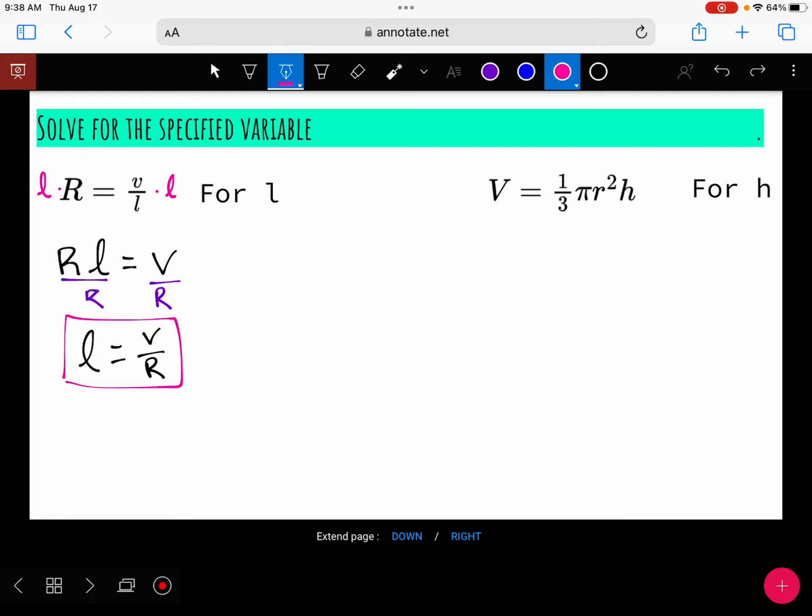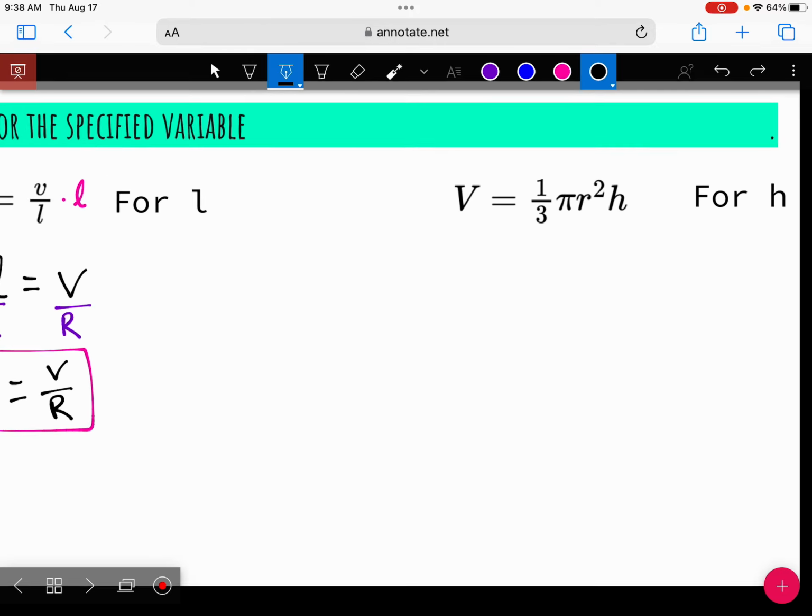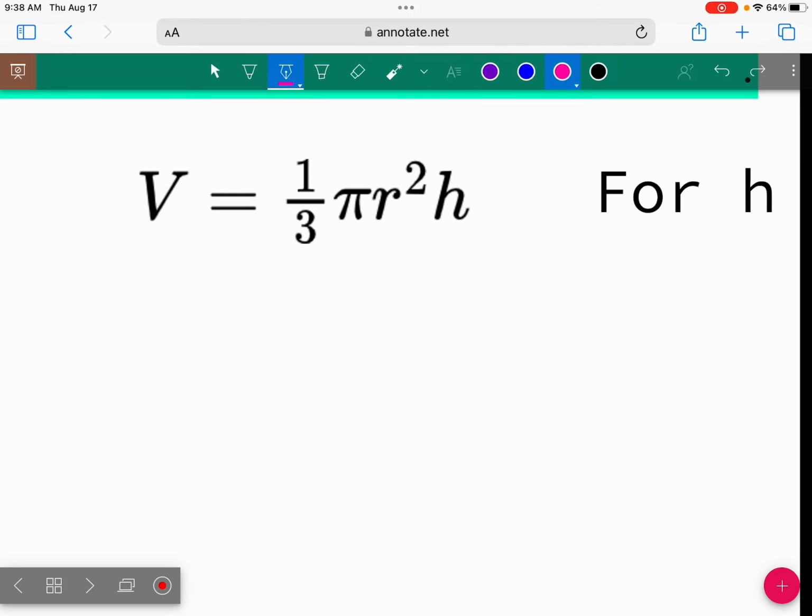There's a whole lot of stuff in there. Treat them like letters. It doesn't matter. Pi we treat like a letter. So if I need to get H by itself, what do we need to do? So we can multiply by what? 3. That'll get my 1/3 to cancel out. What do I need to do with my pi and my r squared? Divide by pi and r squared.